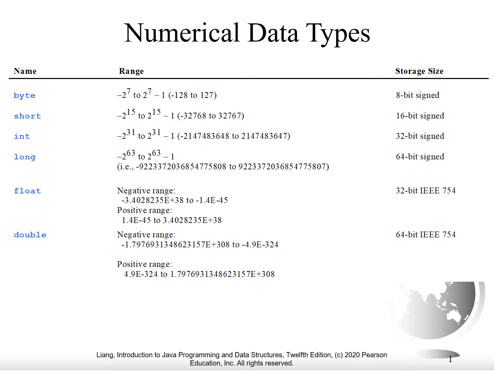These 6 data types are primitive data types in Java. Later, we will also introduce the remaining 2 primitive data types, Boolean and char.